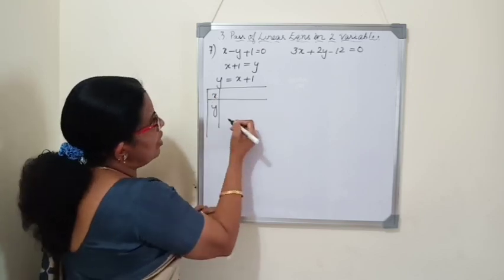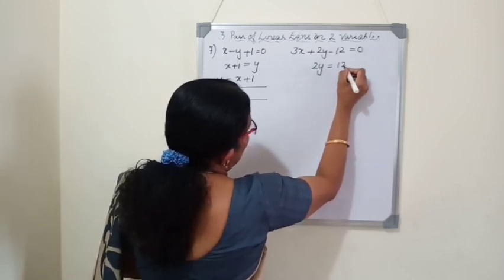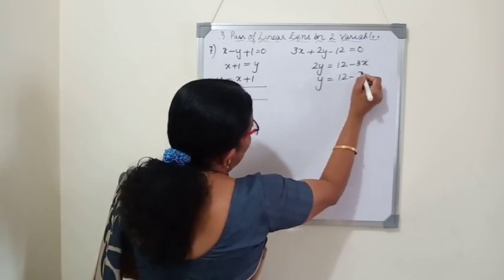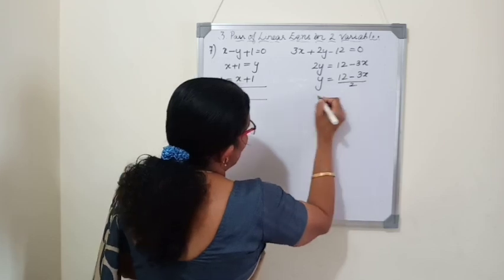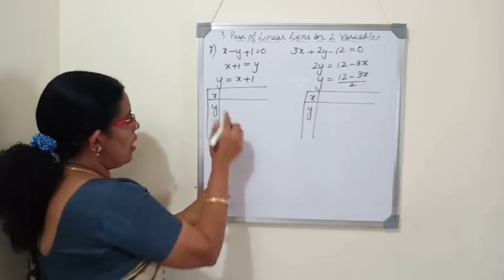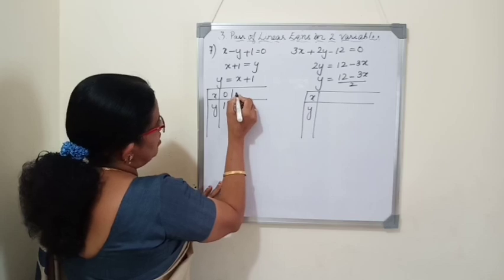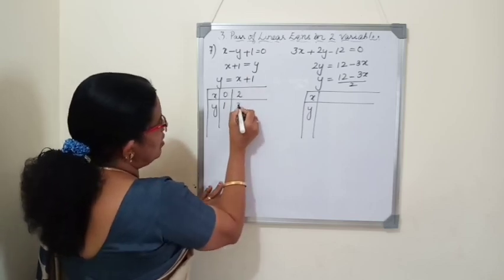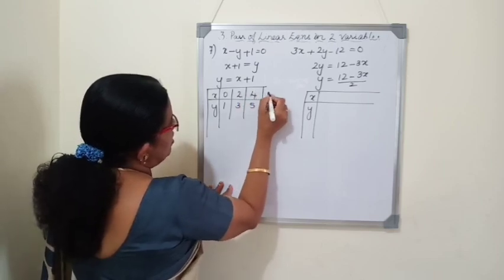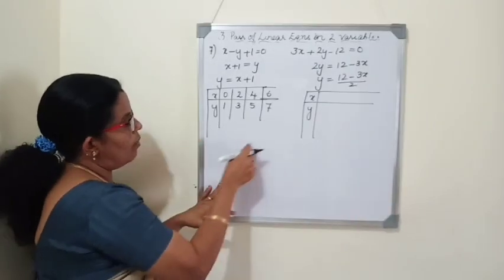For the second equation, 2y, y is positive, 2y equals, take 12 to the other side and 3x to the other side, 12 minus 3x, y equals 12 minus 3x by 2. So here, if we give x as 0, 0 plus 1, 1. X is 2, 2 plus 1, 3. X is 4, 4 plus 1, 5. X is 6, 6 plus 1, 7. Now we will see the next value, then we will compare the values.